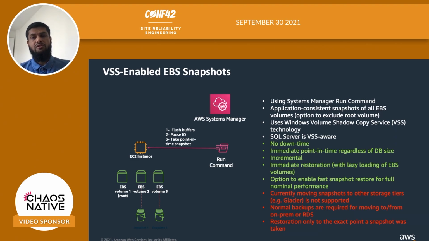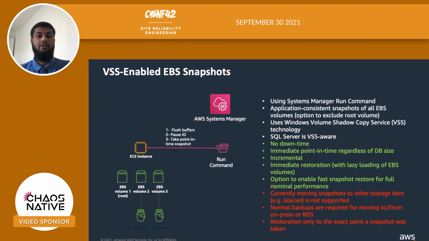You can use AWS Systems Manager Run Command, not only to install the VSS agent on your SQL Server instance, but also to invoke the entire workflow of flushing the OS and application buffers to disk, pausing the I/O operations, taking a point-in-time snapshot of an EBS volume, then resuming the I/O. And all of this, what I just described, can be achieved in less than 10 seconds using a single API command through AWS Systems Manager.